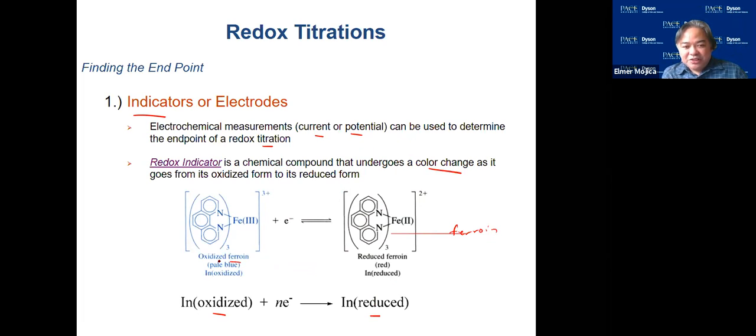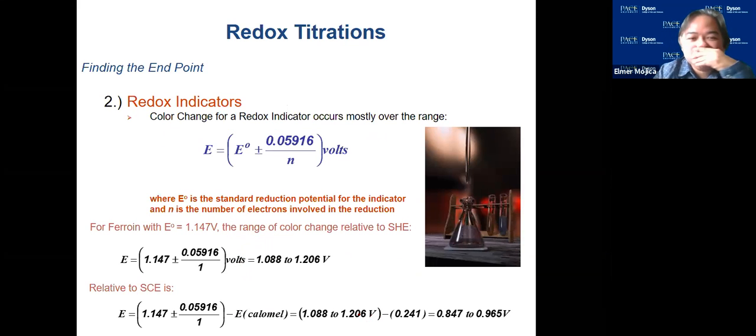So this is a chemical compound that undergoes a color change as it goes from its oxidized form to its reduced form. The oxidized form of peroin is blue and the reduced form of peroin is red. So oxidized plus the number of electrons gives you the reduced form. If you look at what's happening during the redox indicator, the color change mostly occurs over a certain range, where the standard reduction potential is the standard reduction potential for the indicator, and n is the number of electrons involved in the reduction. So for instance, we have here peroin.